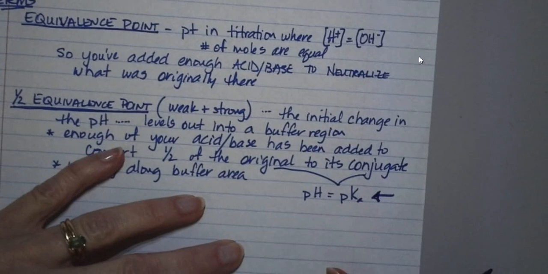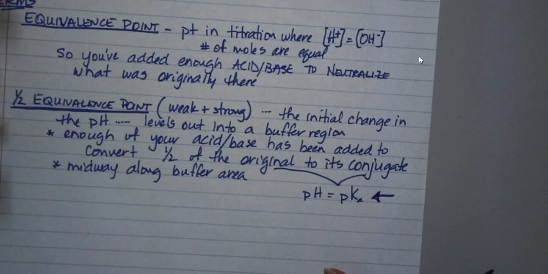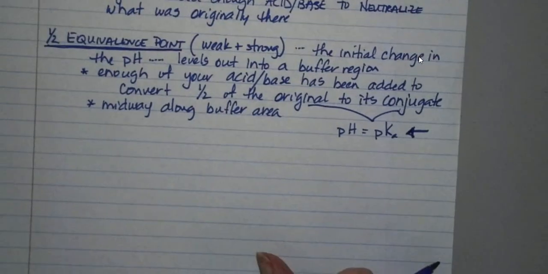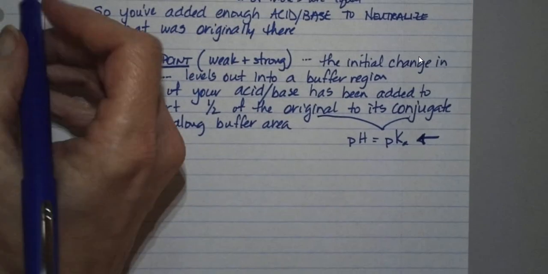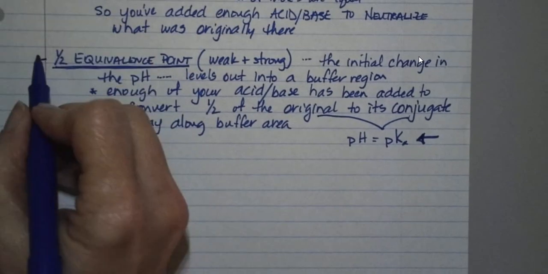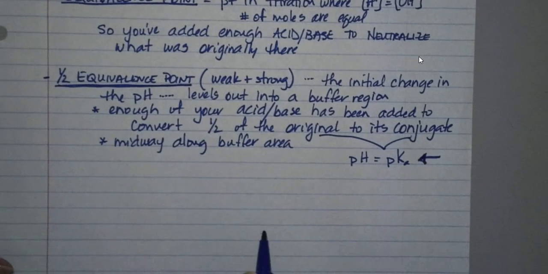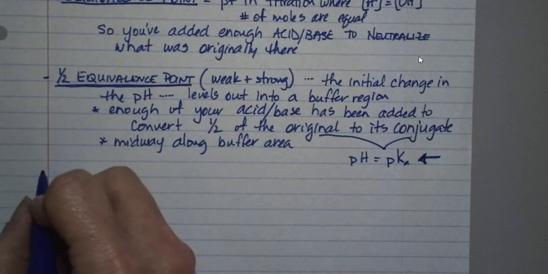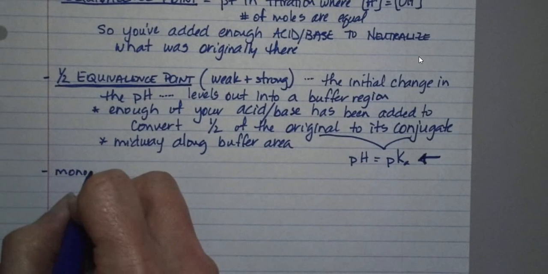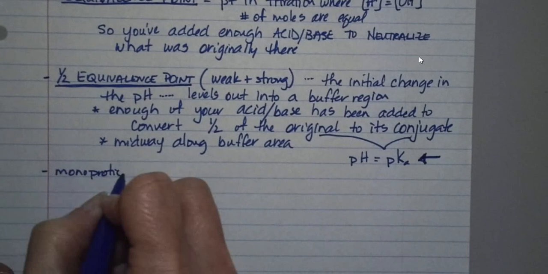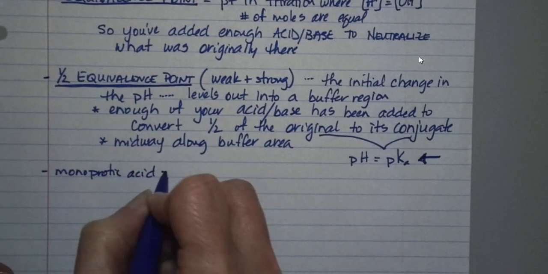Now, there are a couple of other terms. These are the big dogs right here. Equivalence point, half equivalence point, they're weird, and you have to work on them and get them in your brain. The next couple are pretty simple. Monoprotic acid. Okay, mono is how many? 1, and protic refers to proton. It's got 1 hydrogen.